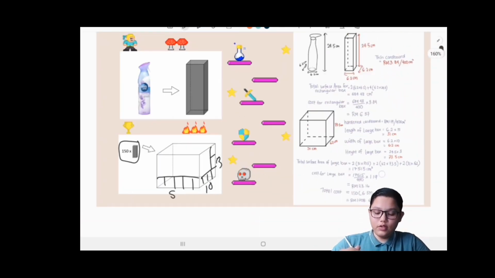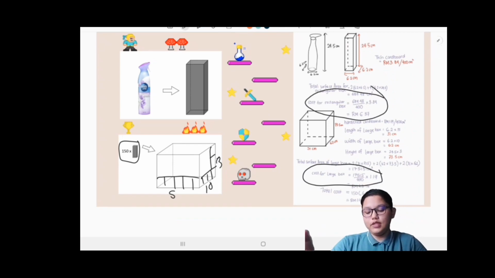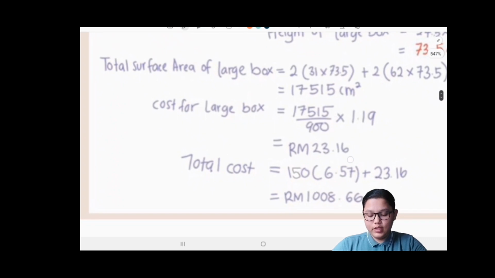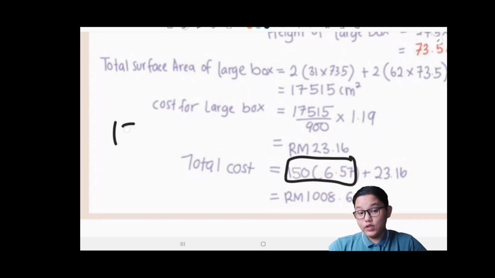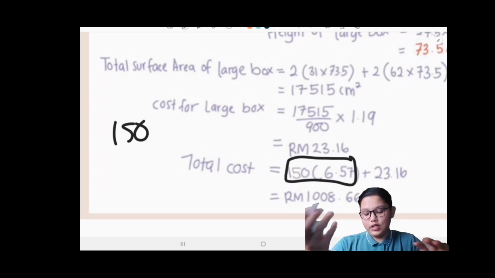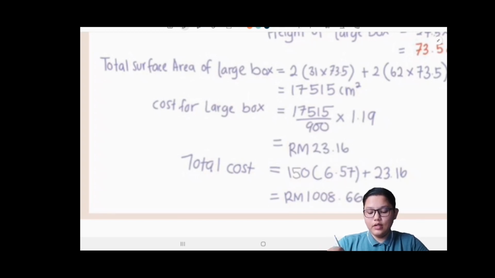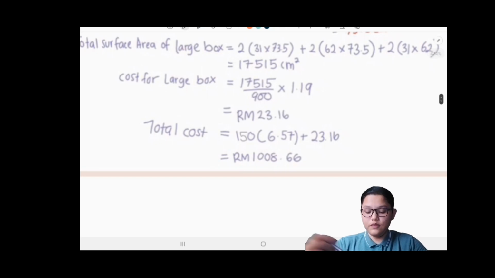So now we have the cost for the large box and the cost for the rectangular box. From this we can now calculate the total cost of the shipment. All you need to do is multiply 150 with 6.57 because there are 150 air fresheners inside the large box. After we calculate that, all we need to do is add 23.16, which is the cost of the large box. After all the calculation, we can conclude that the total cost of the air freshener shipment is 1,008 ringgit and 66 cents.